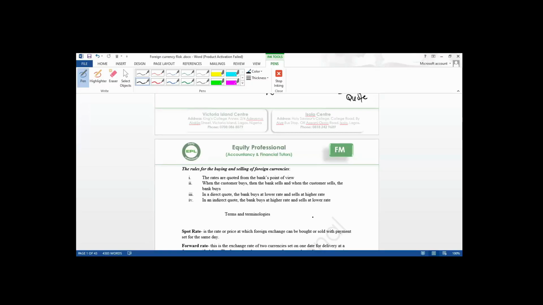If you are giving direct quotes in your question, and the bank is willing to buy currency, bank will buy at the lower rates. If the bank is willing to sell currency, bank will sell at higher rates. In an indirect quote, the bank buys at higher rates and sells at lower rates. All right.